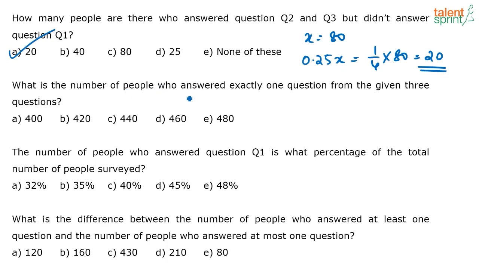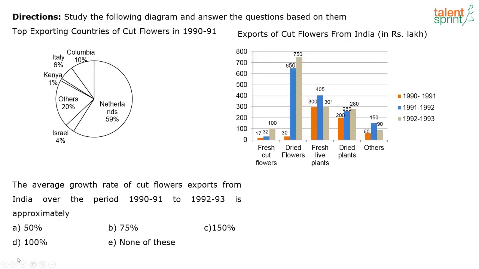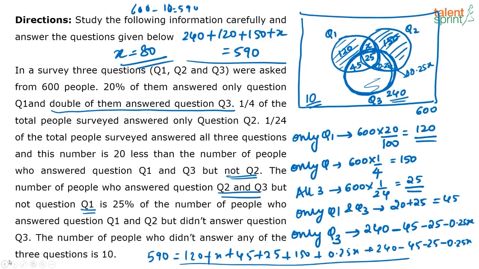What is the number of people who answered exactly one question from all the given 3 questions? Exactly one question means only Q1, only Q2, only Q3. So what is only Q1? 120. Only Q2 is 150. Now only Q3 is this value, right? This is nothing but 240 minus 70. So that is 170. 170 minus 20, or here actually the value that will come is 150. See, I just equated this and found out, that's all.